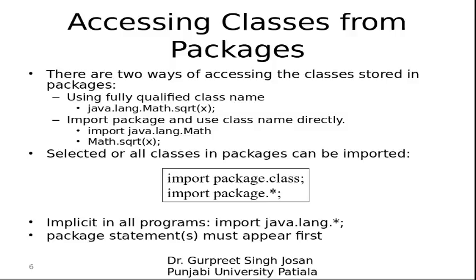Either all the classes in the package can be imported, or only some selected classes can be imported. If you want to import only a selected class, you give only the class name, and if you write the star, then it will import all the classes in that particular package. There is one package that is implicitly imported in your program. There is no need to write the statement import java.lang.*, because this package is automatically imported in all your programs. And if you need to write import statements, they must be at the very top of your program.